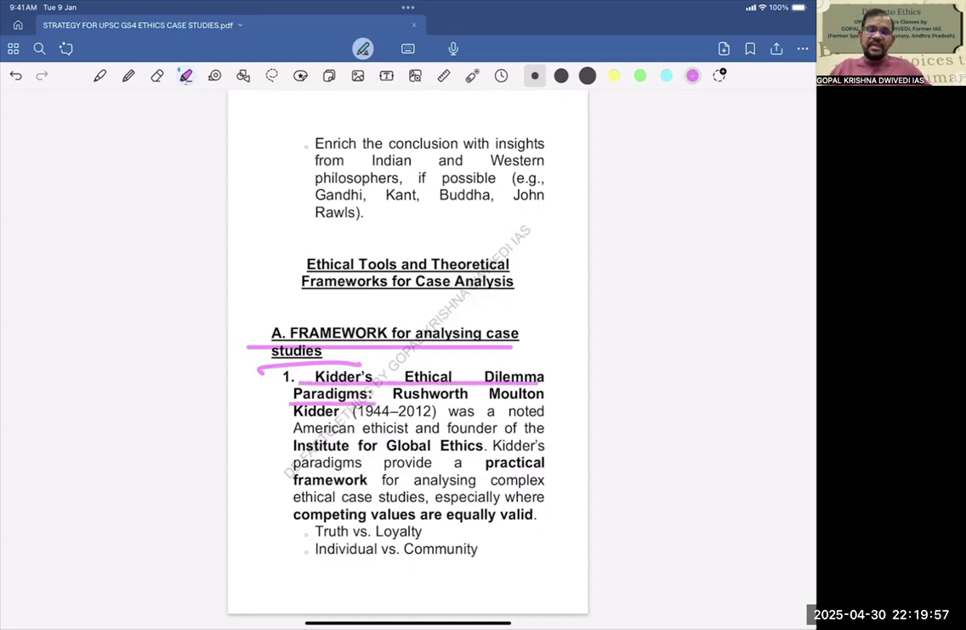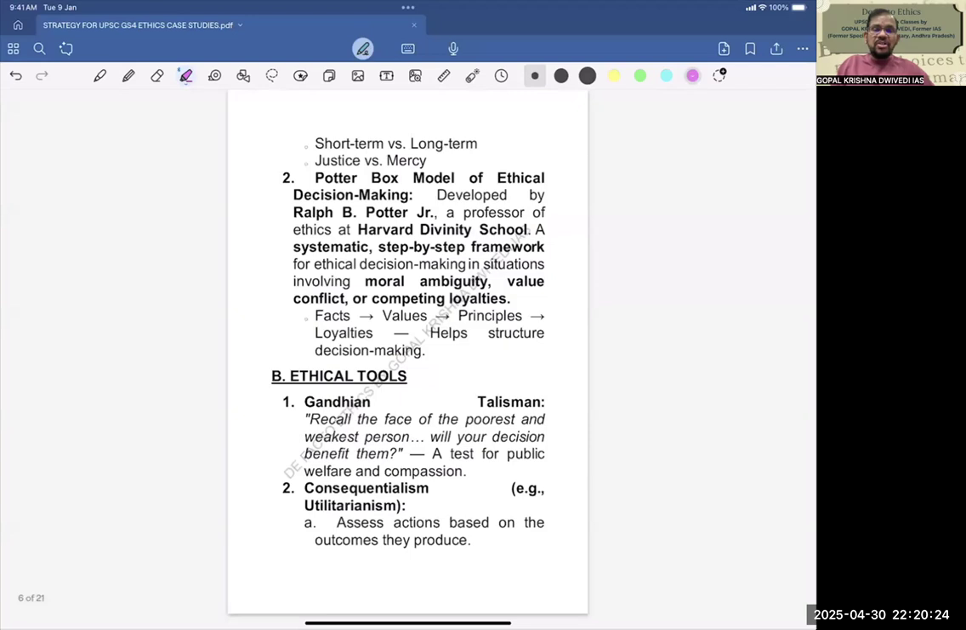Now, this was enunciated by Rushworth Kidder, who was a US ethical theorist, and he came up with a dilemma paradigm whereby we can analyze any case study. He has not provided any answer; Kidder's paradigm is only for analyzing the case study. Second in the list is the Potter box model for ethical decision making. This again is a process to dissect and analyze the case study, and it also is not going to provide any answer.